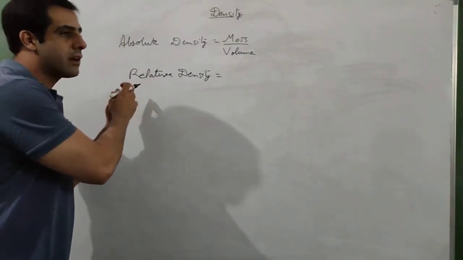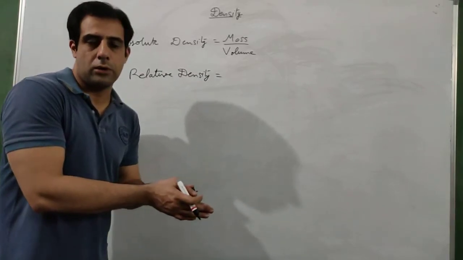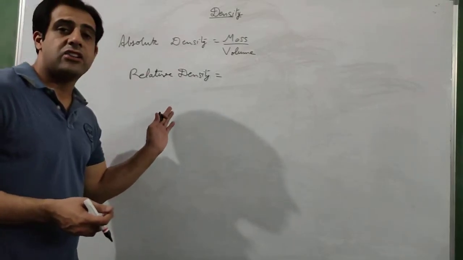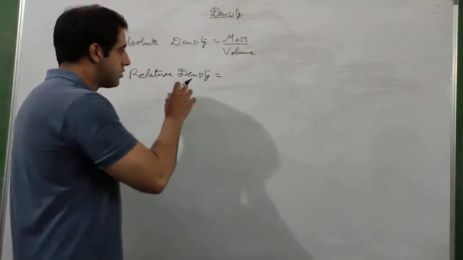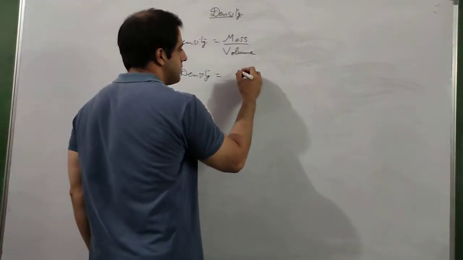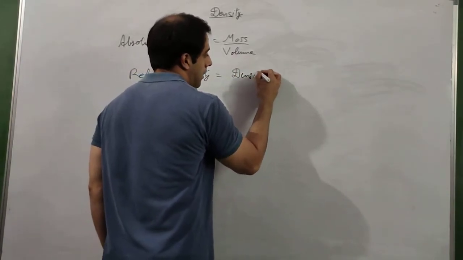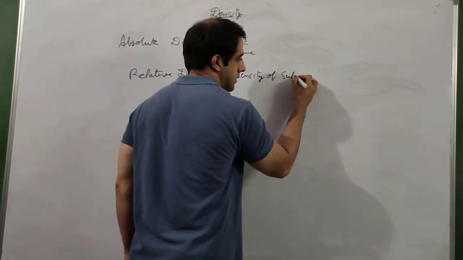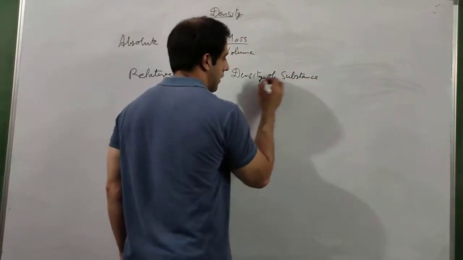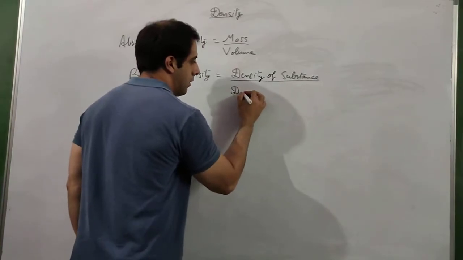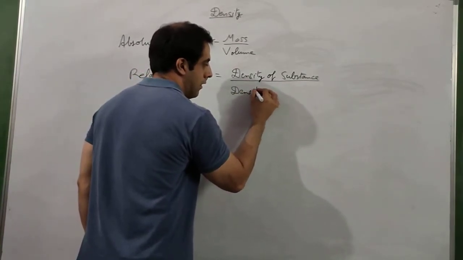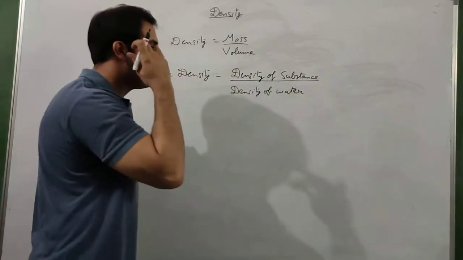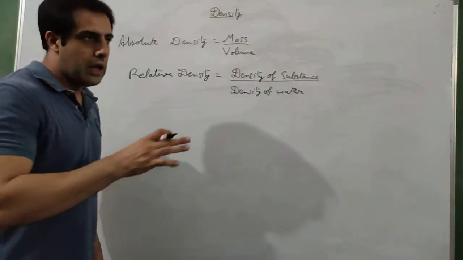Now relative means in relation with something else. So here when we are calculating relative density of any object, of any type of material, we calculate it in relation to the density of water. So the formula of relative density becomes density of substance divided by density of water.